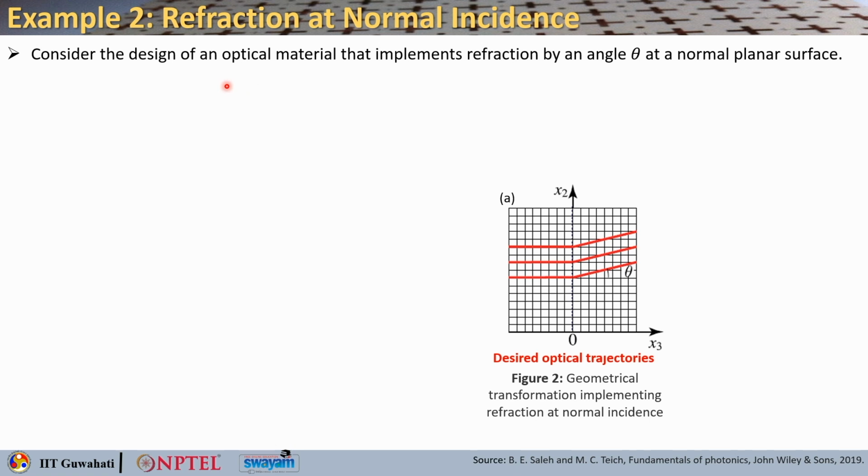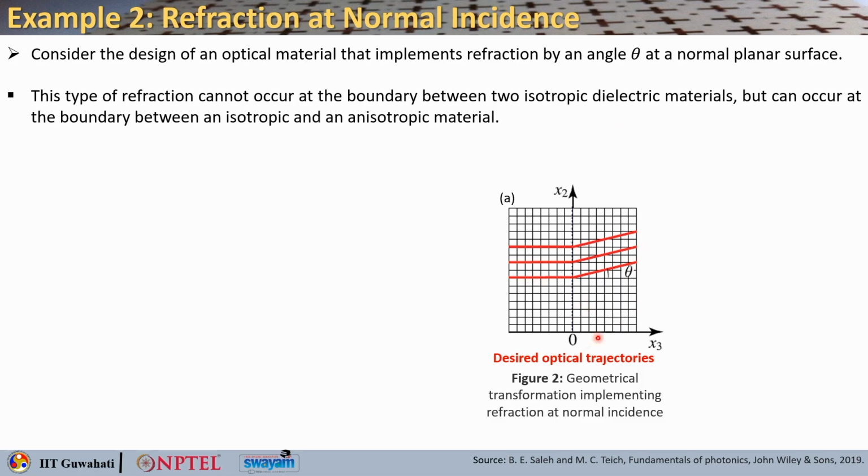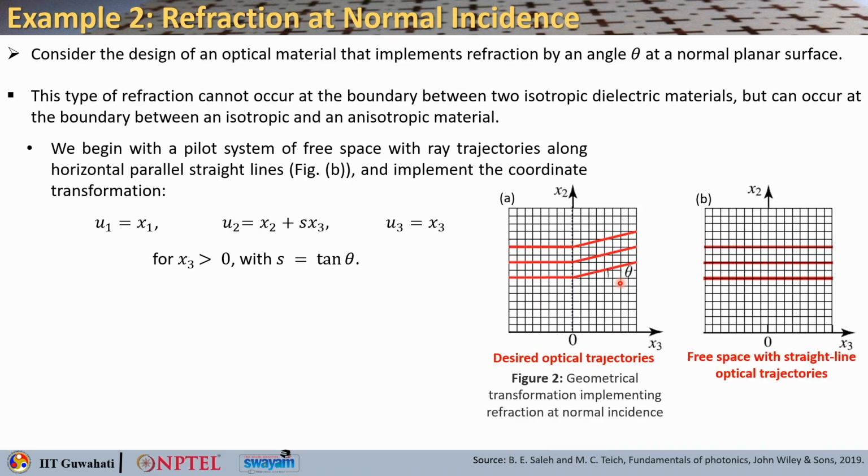So now let us look into the second example, which is basically refraction at normal incidence. Let us consider the design of an optical material that implements refraction at an angle theta at a normal planar surface. This is how the desired optical trajectory will look. So you have normal incidence and then you are getting a refraction. This type of refraction cannot occur at a boundary between two isotropic dielectric materials, but this can occur at a boundary between an isotropic and an anisotropic material.